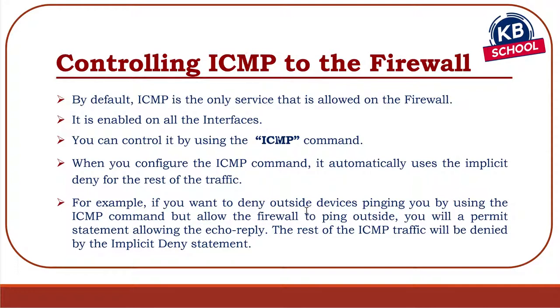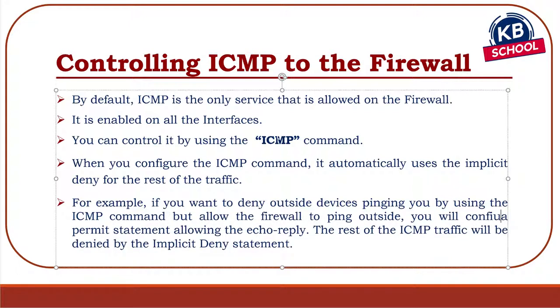So for example, if you want to deny outside devices pinging you by using the ICMP command but allow the firewall to ping outside, you will configure a permit statement allowing the echo reply. The rest of the ICMP will be denied by the implicit deny statement. That's what I was explaining to you over here.